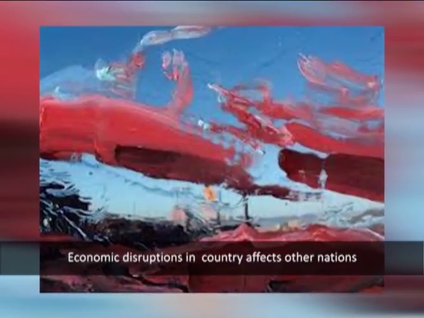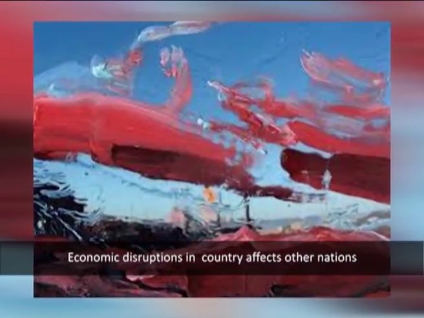Let's look at some of the disadvantages of industrial society. Increased likelihood of economic disruptions in the country, thereby affecting other nations. Greater chances of violent reactions in an attempt to preserve cultural heritage and nature. Greater risk of diseases being transported unintentionally between nations.